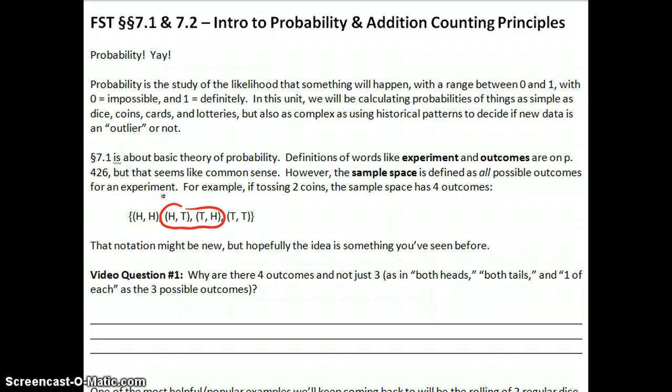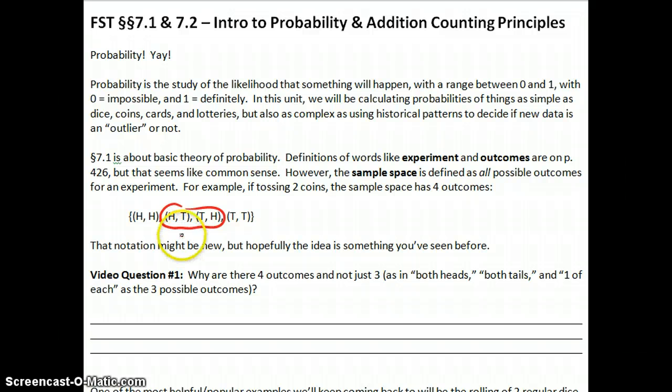Well, think about it this way. Think about the first coin. Let's pretend the first coin was a quarter and the second coin was a nickel. Then if I'm just going to toss these 2 coins, then this possibility, the quarter being heads and the nickel being tails, would look different than the quarter being tails and the nickel being heads.